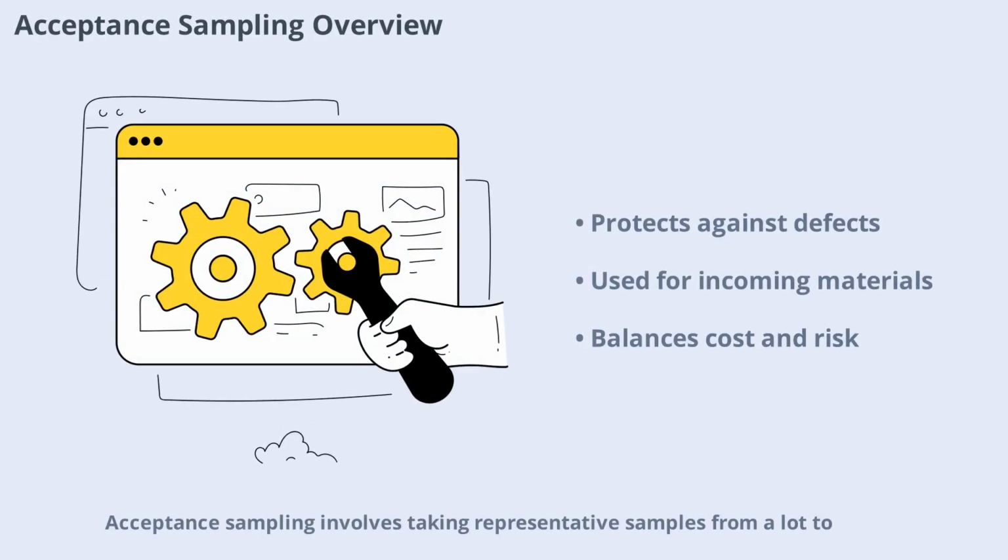Acceptance sampling involves taking representative samples from a lot to decide whether to accept or reject it based on quality levels. This method protects customers from defective products and is often used for incoming materials or when 100% inspection isn't feasible. Sampling plans balance the cost of testing with the risk of errors, supporting rational quality decisions.